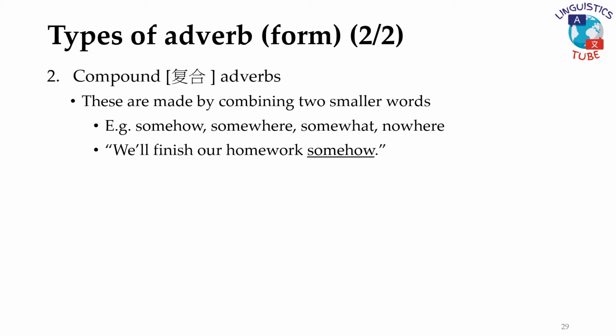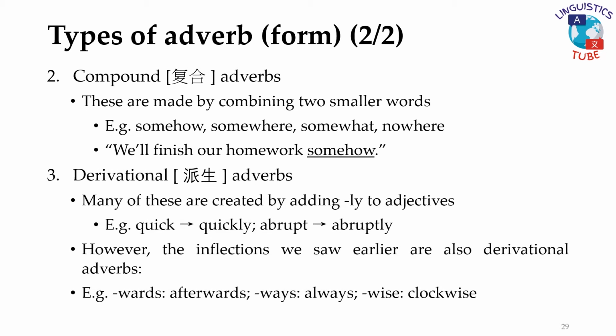Here is an example in a sentence. We'll finish our homework somehow. The third type is called derivational adverbs. These are made by adding inflections, which are special endings, to an existing word. The vast majority of derivational adverbs are made by adding ly to adjectives, such as quick, quickly, abrupt, abruptly.